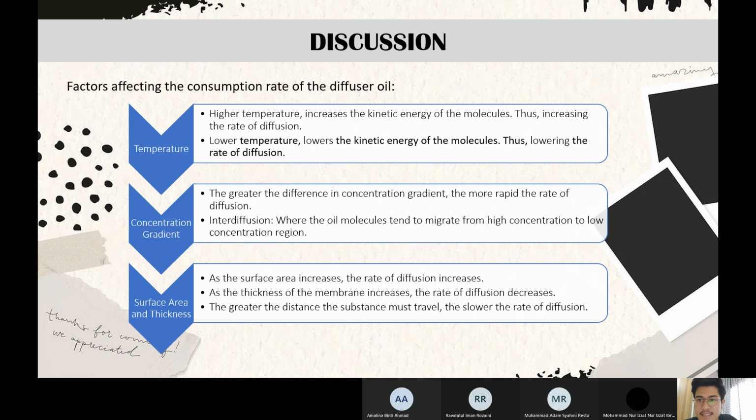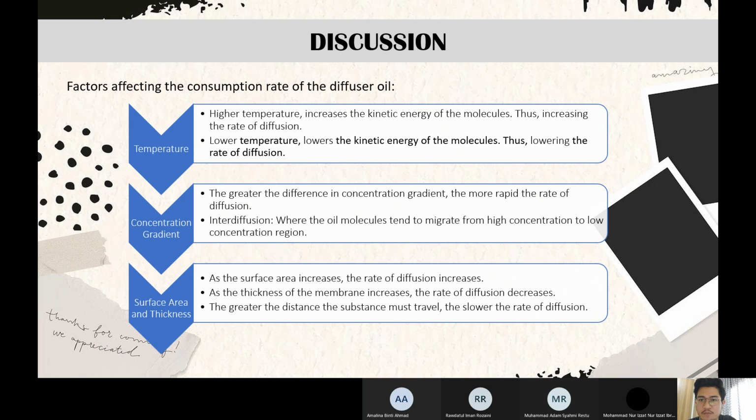Moving on to the concentration gradient. The greater the difference in concentration gradient, the more rapid the rate of diffusion. The process that is happening here is interdiffusion, where the oil molecules tend to migrate from the high concentration region to the low concentration region.